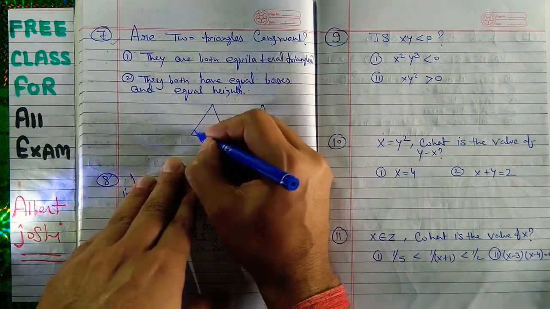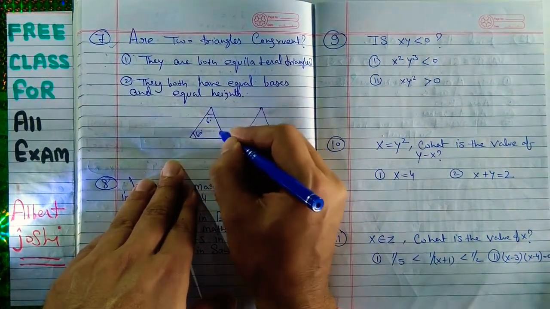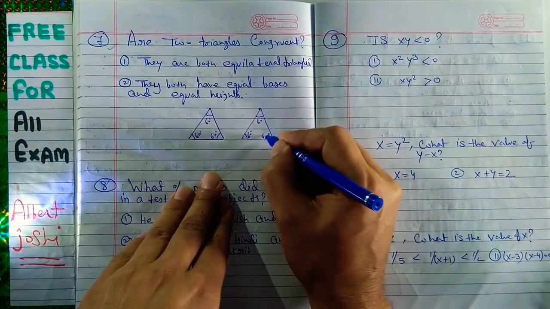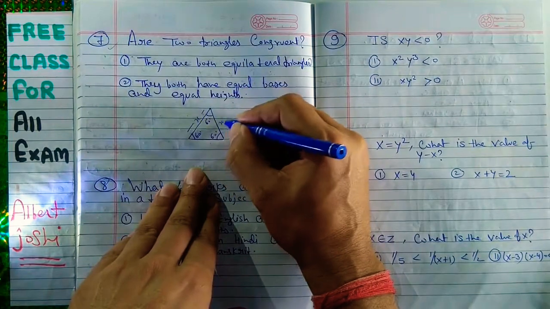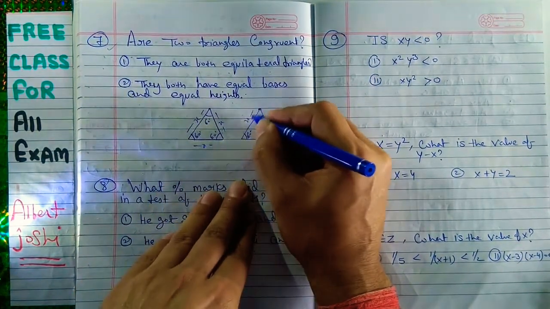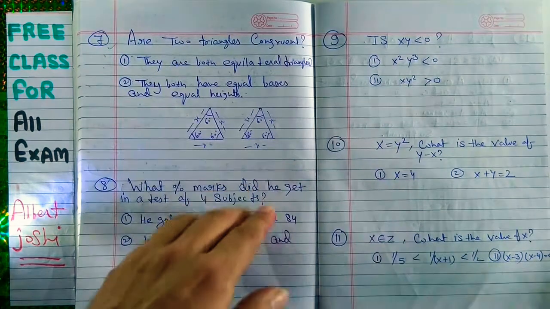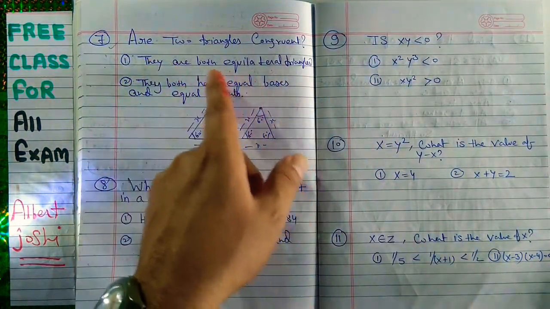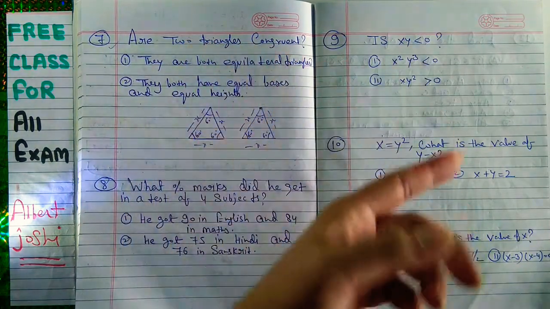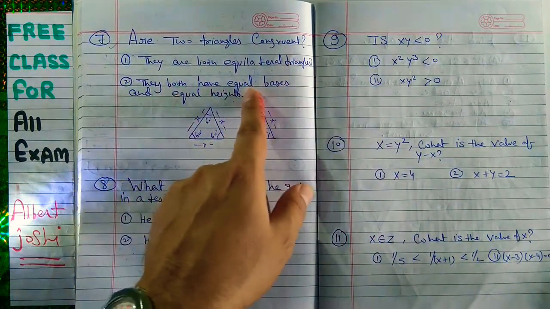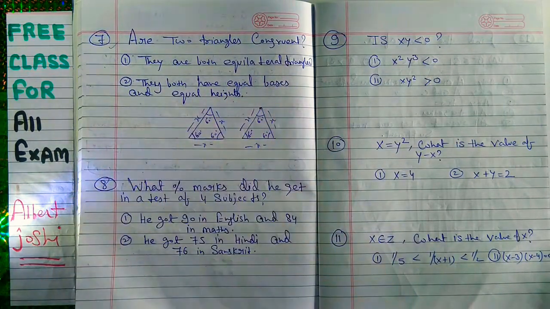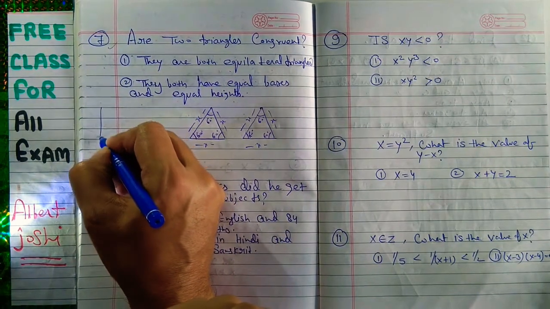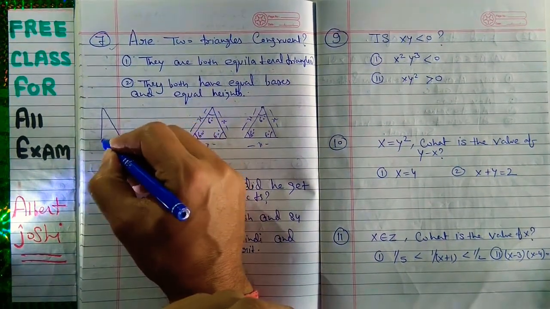You have seen this is also 60 degrees, and this is also 60 degrees. This is x, this is x, and this is also x. So all are the same. They are both equilateral triangles. So if you have equilateral triangles, then these are congruent. No problem. They both have equal bases and equal heights.